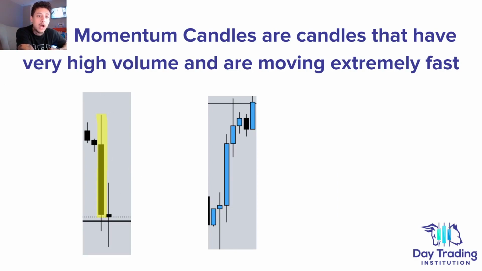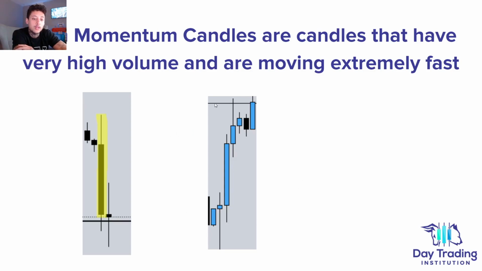But now when it comes to high momentum, it's the same exact thing we literally just went over with low momentum, except it's the opposite. Sometimes, like I said previously, you're going to see momentum be fairly slow and then things just randomly pick up when the market sessions start to open, such as the London or the New York session. High momentum candles are candles that have a very high volume and are moving extremely fast.